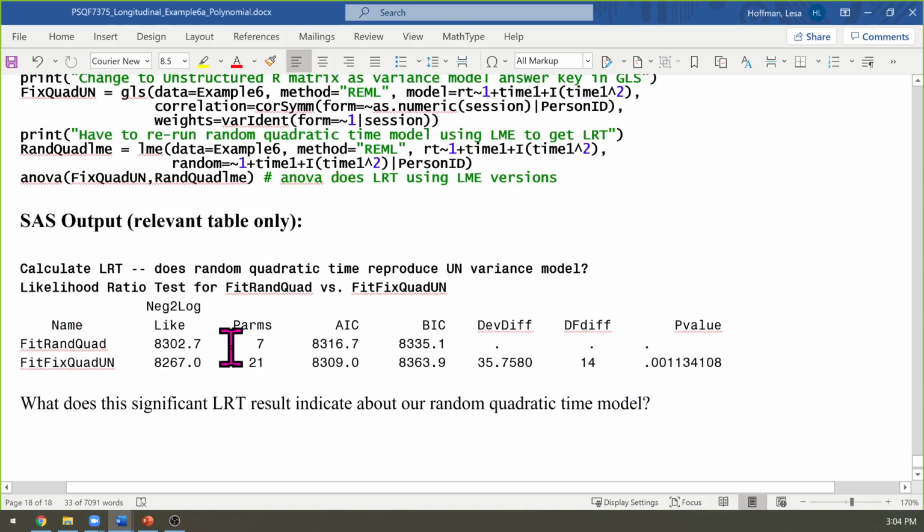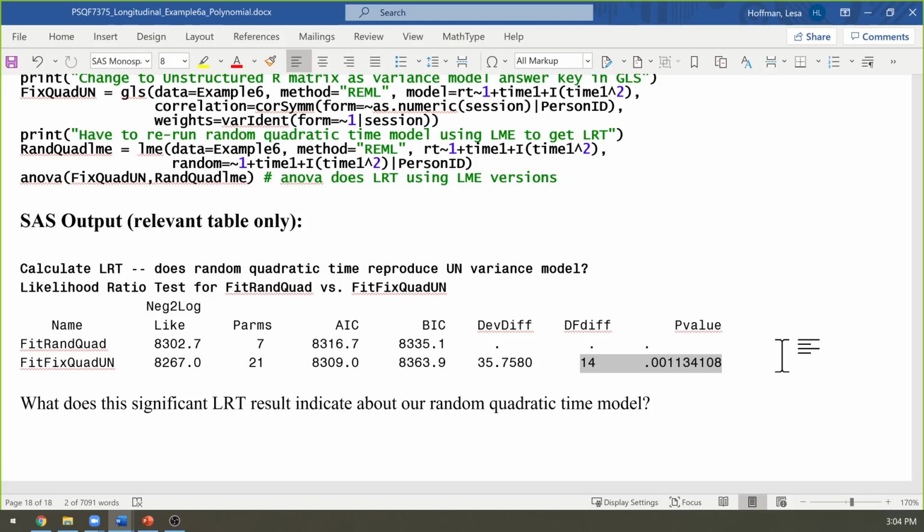So the likelihood ratio test tells me that -2 log likelihood from the random quadratic model is 8302. The new comparison model, where I let everything be what it wants in the model for the variance, is 8267. That -2 log likelihood went down by 35 on a difference of 14 degrees of freedom. P-value is significant. So what does that mean? Yay, thumbs up, or boo, thumbs down? Yeah, this is a wah wah.